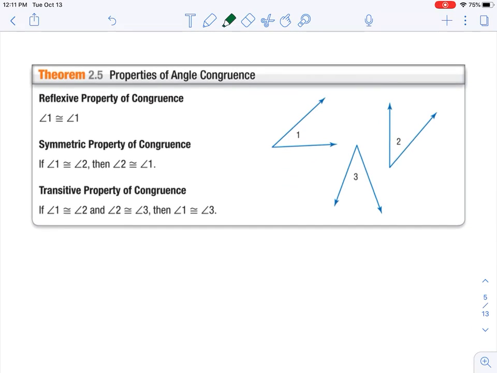As I said before, we'd see reflexive, symmetric, and transitive a lot. Here we are with reflexive property of congruence for angles, so we just know that angle 1 is congruent to itself. We know for symmetric that 1 is congruent to 2. That means 2 is also congruent to 1. And for transitive property, if 1 is congruent to 2 and 2 is congruent to 3, then we know that 1 and 3 are also congruent.